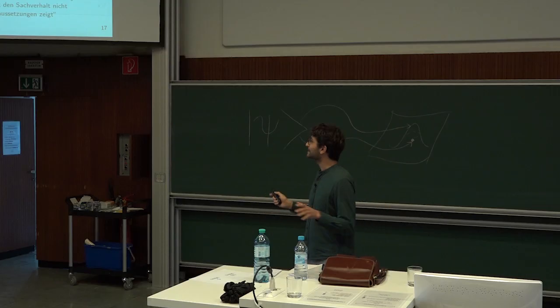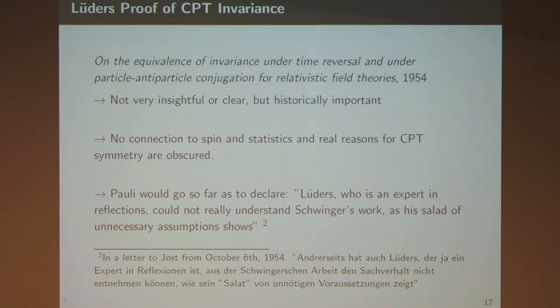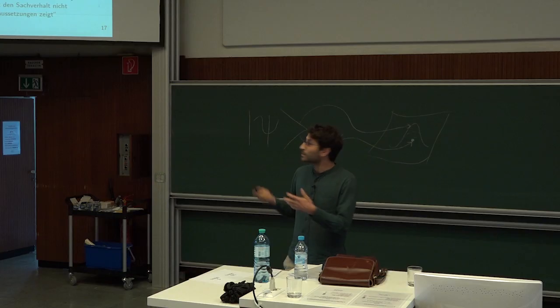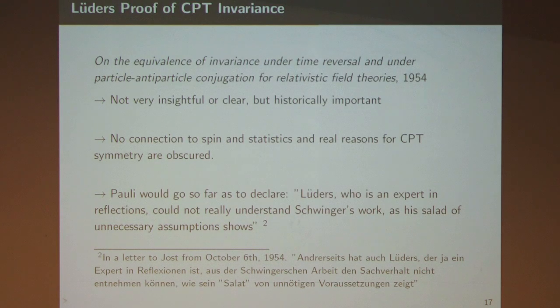It's very, very unclear. Even Pauli didn't like it at all. He said that Lüders, who is an expert in reflections, could not really understand Schwinger's work, as his salad of unnecessary assumptions shows. So in a way, he was the one who first gave the proof of CPT invariance, but in a very convoluted way that people didn't really understand or like.